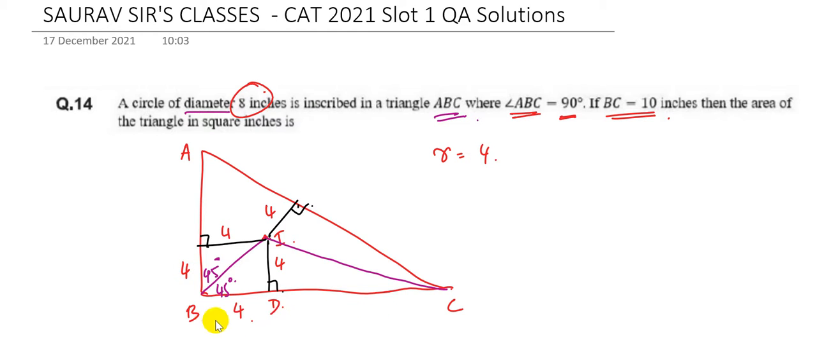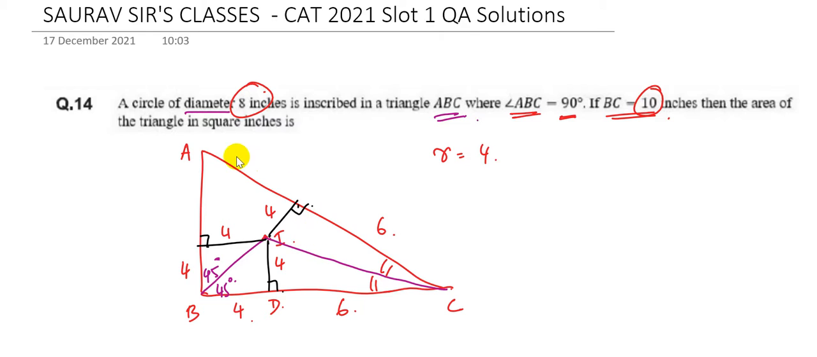Similarly, I can see that for the side BC, the total length is 10. So CD will be 6. So this will also be 6, because the two triangles will be congruent. These two angles are equal. You have a right angle, and the hypotenuse is common, and you have the in radii same. So these two triangles will be congruent, so these two sides will be equal.